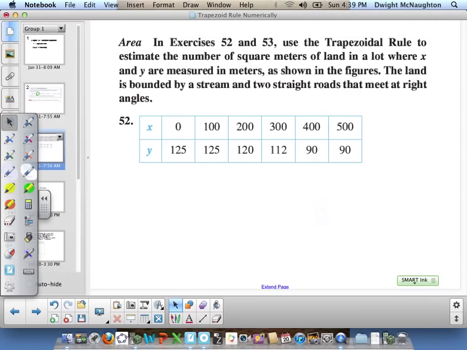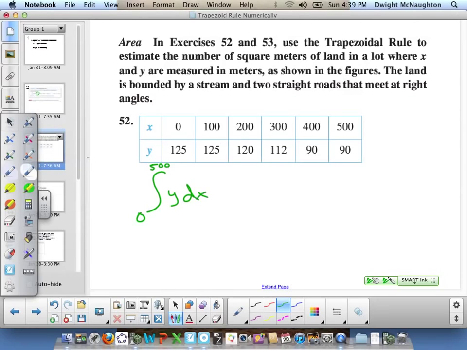Estimate the area underneath or bounded by a stream and 2 straight roads. Very similar to a problem we did yesterday, except yesterday we had the graph. Today we got the numbers. Estimate the area basically underneath y from 0 to 500 with respect to x. All right, so let's use these trapezoids. We see we got 1 trapezoid there, 2, 3, 4, 5. We're going to use 5 trapezoids.